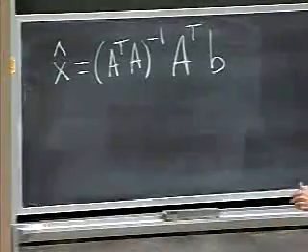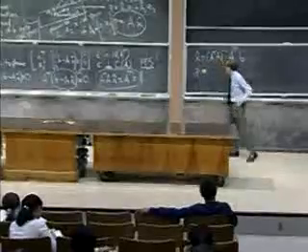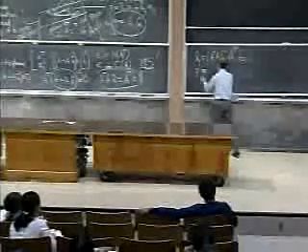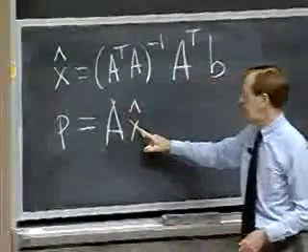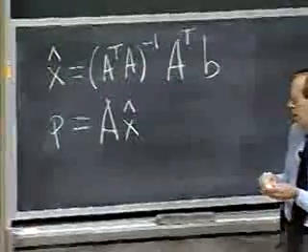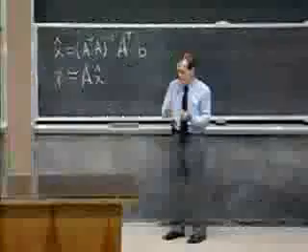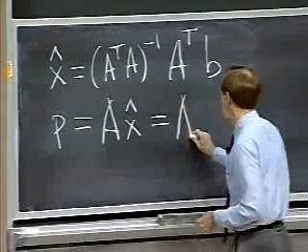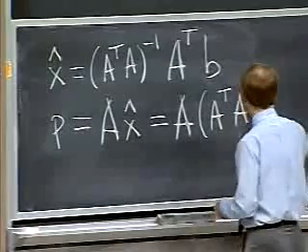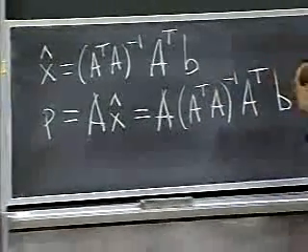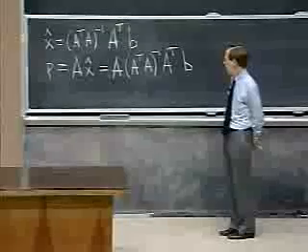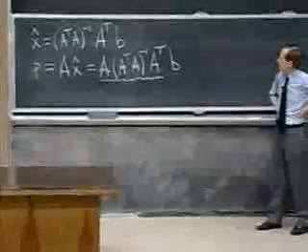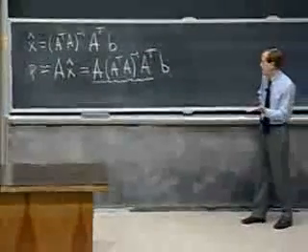What's the projection? That's more interesting. The projection is A x hat. That's how x hat got into the picture in the first place. x hat was the combination of columns, and I had to look for those numbers, and now I found them, the combination of the columns of A that gave me the projection. So now I know what this is, I just multiply by A: A times A transpose A inverse A transpose B. That's looking a little messy, but it's not bad. That combination is our magic combination.